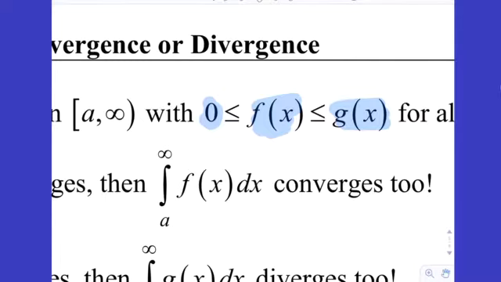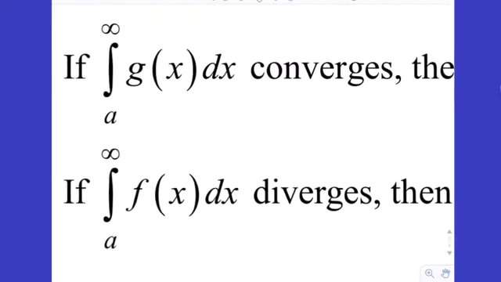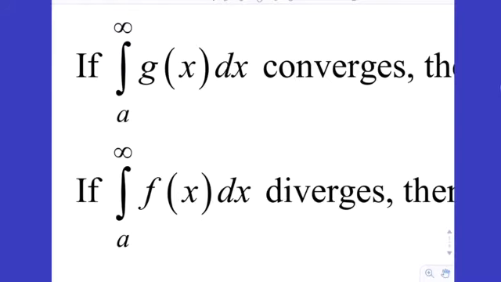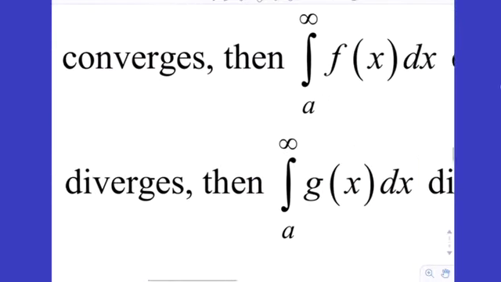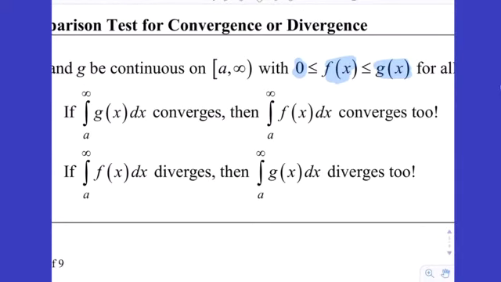Yes? Okay. The next one. What if f of x, and remember f of x is the smaller one, what if f of x diverges from a to infinity? We have something that now diverges. What can we say then about something bigger than it? It diverges, because diverges means infinity, and anything bigger than infinity is infinity. Good. So these are one-way tests. They only work one way. If the big one converges, the smaller one converges too. If the small one diverges, the bigger one diverges too. Those are the only conclusive things we could say.